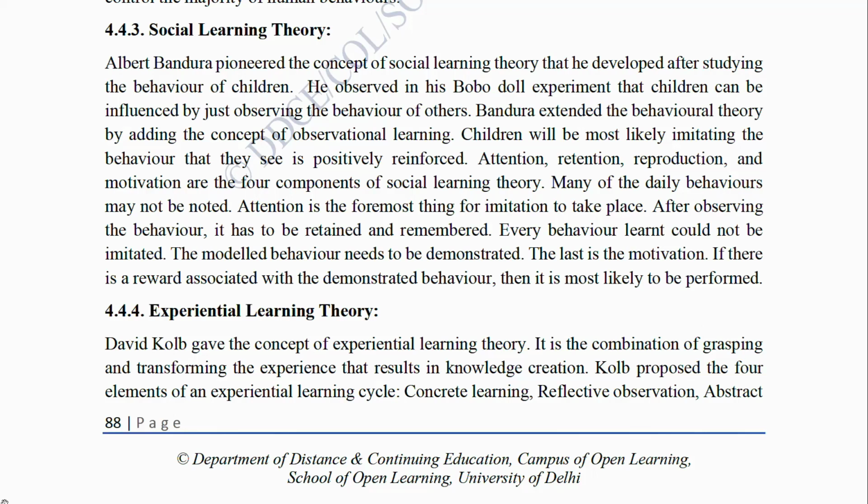Many of the daily behaviors may not be noted. Attention is the foremost thing for imitation to take place. After observing the behavior, it has to be retained and remembered. Every behavior learned cannot be imitated. The modeled behavior needs to be demonstrated. The last is the motivation. If there is a reward associated with the demonstrated behavior, then it is most likely to be performed.